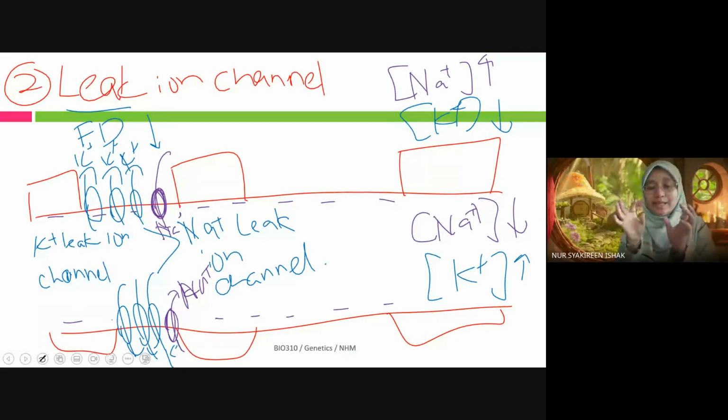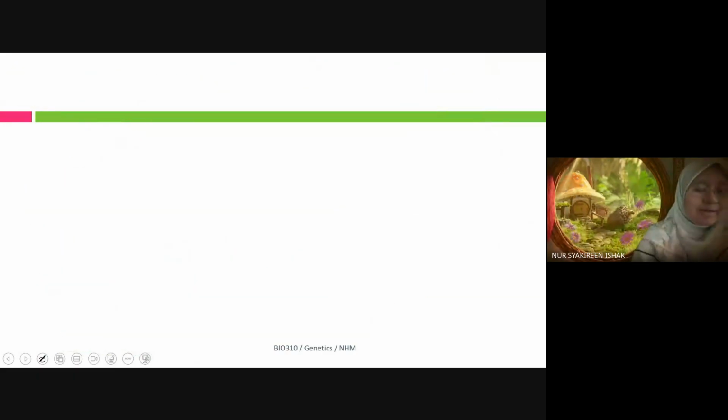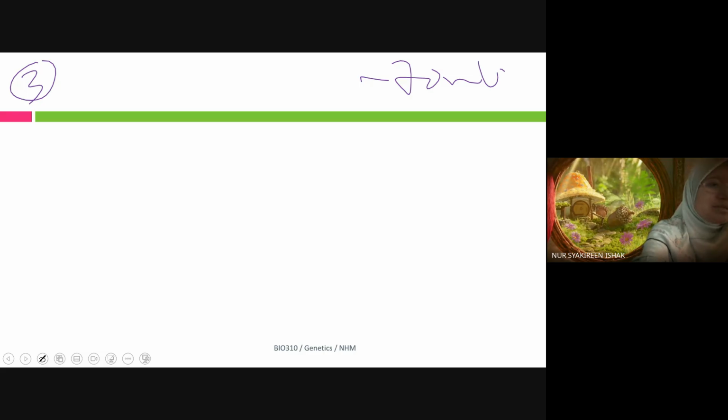Okay. So ingat untuk leak ion channel, there will be more leak ion channel for potassium compared to sodium. Kan macam tu. Okay. Pergerakan is always down concentration gradient. The next factor that causes the maintenance of resting potential at negative 70 millivolt tu, okay, is the presence of fixed anions.